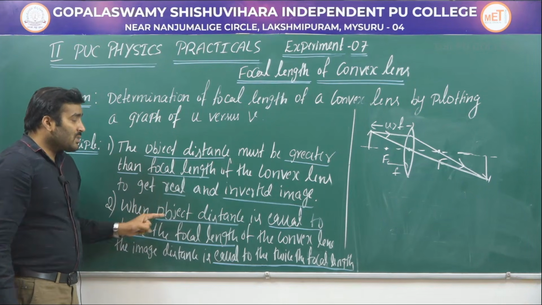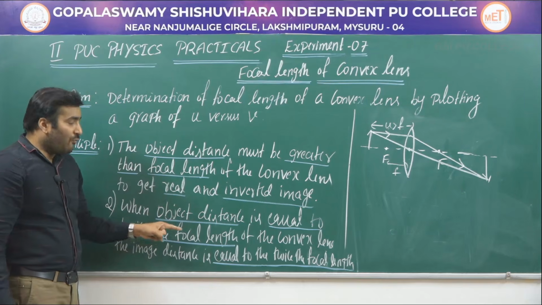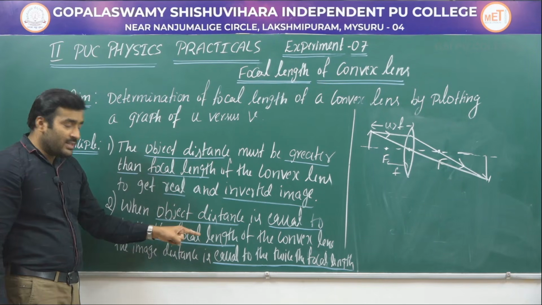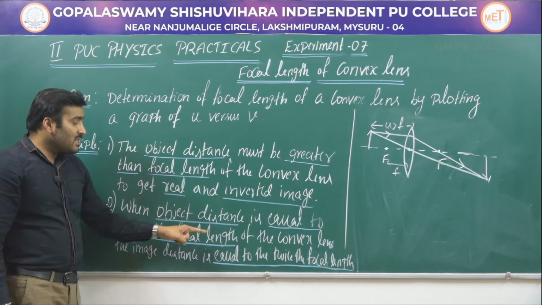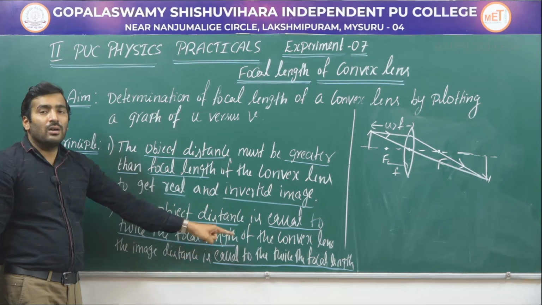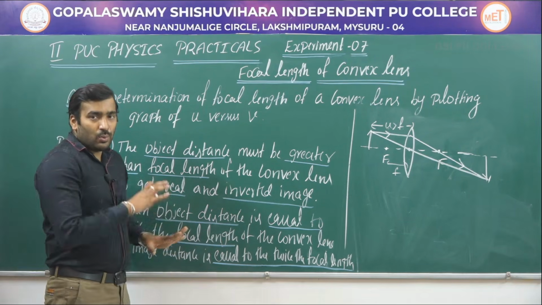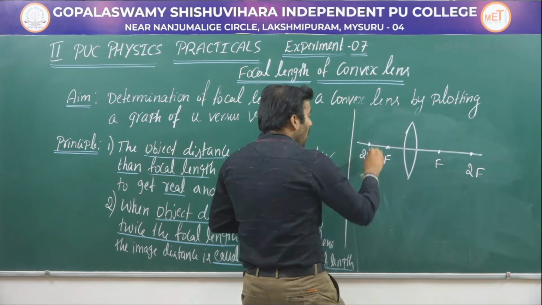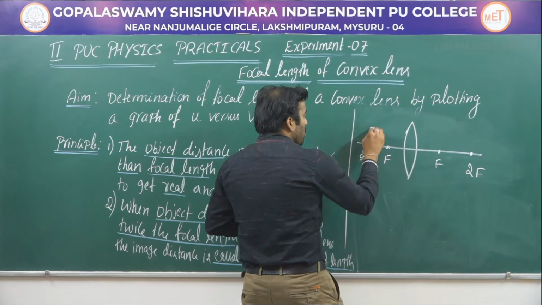Next, when the object distance is equal to twice the focal length of the convex lens, then the image distance is equal to twice the focal length. How do you understand this one? Well, let us place the object exactly at 2f.